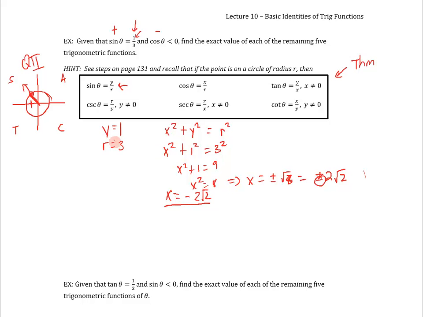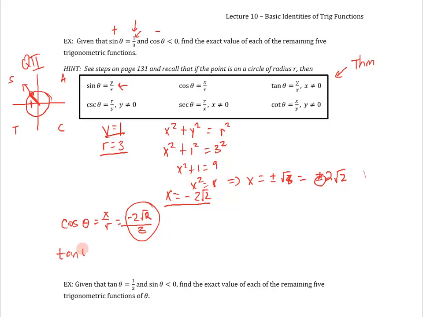Now, knowing x, y, and r will give us all we need to know to find the other 5 trig function values, right? Cosine of theta is x over r, so that's negative 2 square roots of 2 over r, which is 3.